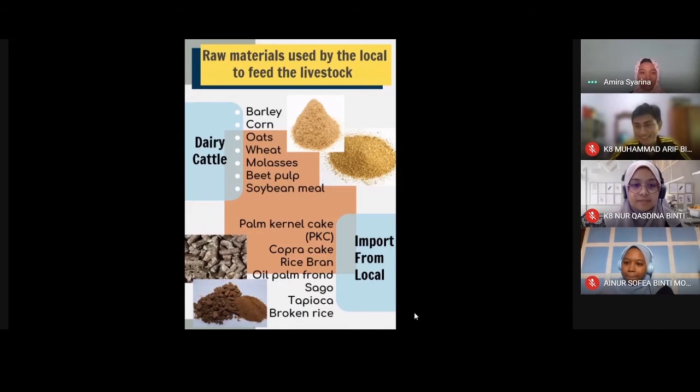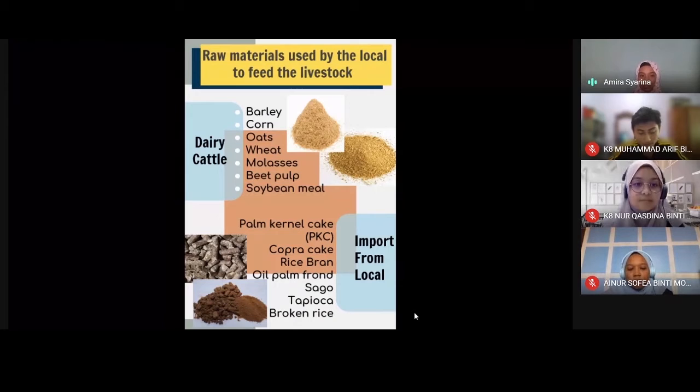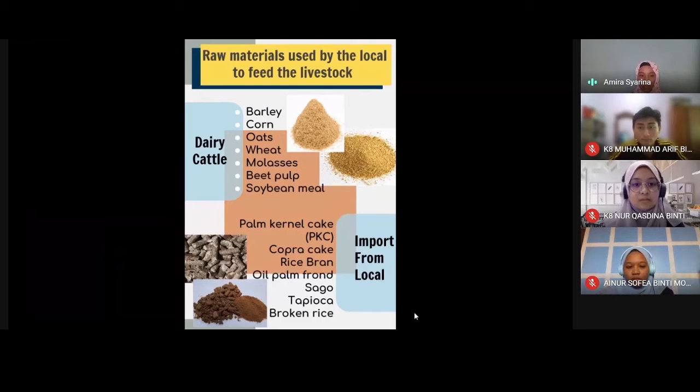Okay, now I will talk about raw materials used by local farmers to feed the livestock. First, raw materials used to feed dairy cattle such as Sahiwal Frisian, AMG and Jersey cattle are barley, corn, oats, and wheat, and all of these ingredients will often be processed to be fed to the cows, while molasses, wheat pulp, and soybean meal are purchased from a feed mill.